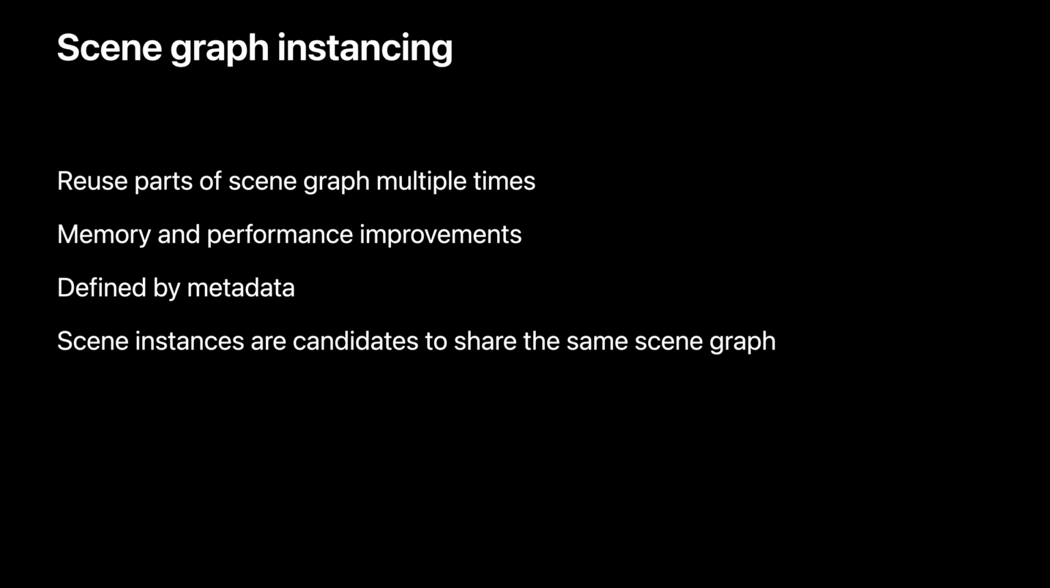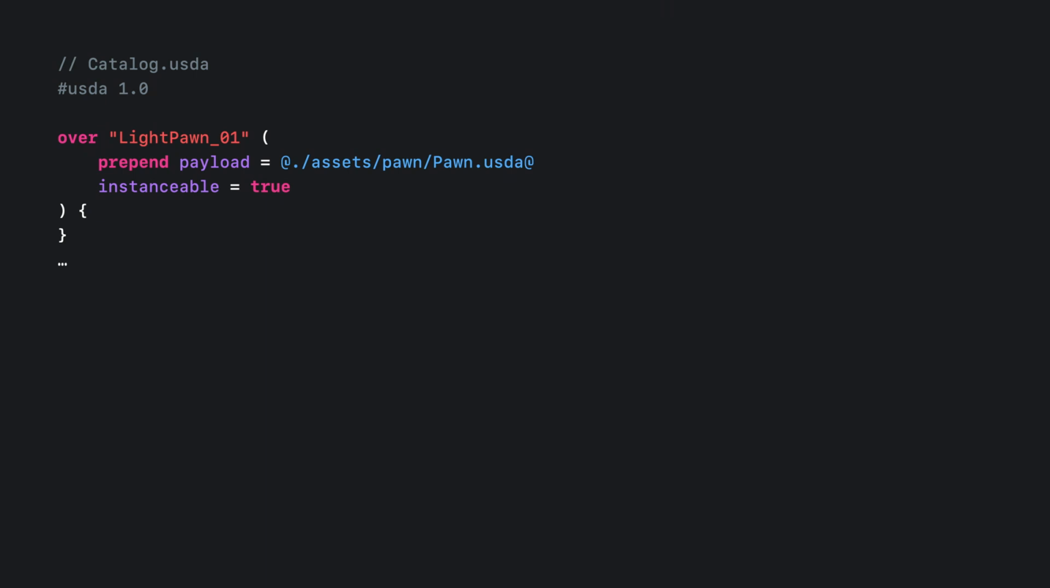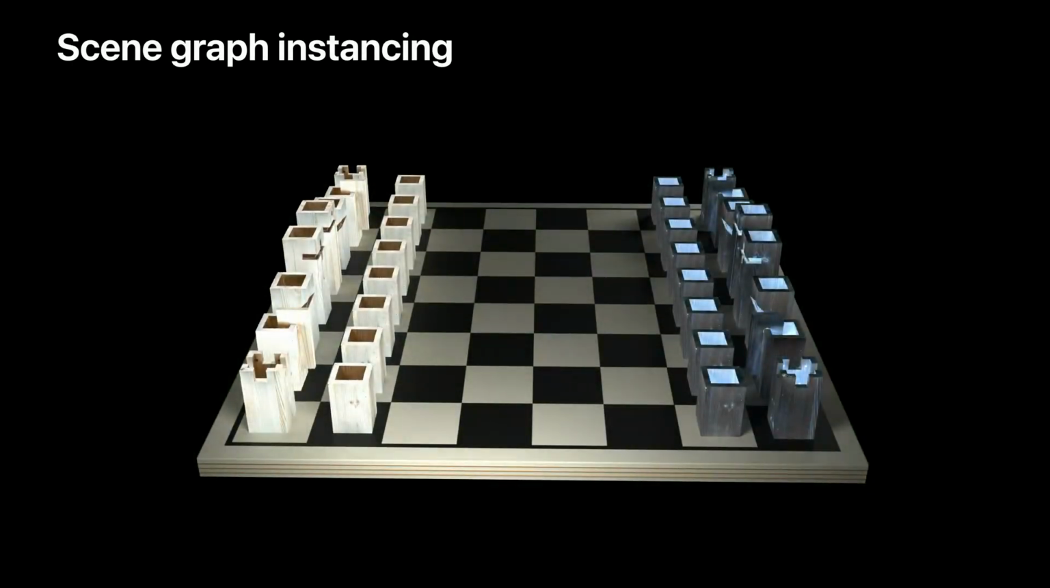Let's add support for prim instancing in our scene. In our catalog file, we will add the metadata instanceable to the chess piece prims and set the value to true. By adding this metadata, USD will now treat these assets as potentially instanceable prims that share the same data, rather than duplicating the data for each prim. Our chess set still looks the same, but is now more performant and memory efficient. And with this, we're done with our chess set. It looks great, and we exercise a lot of USD features.